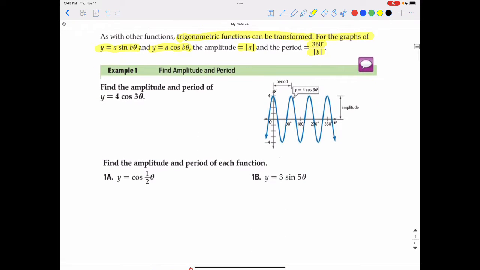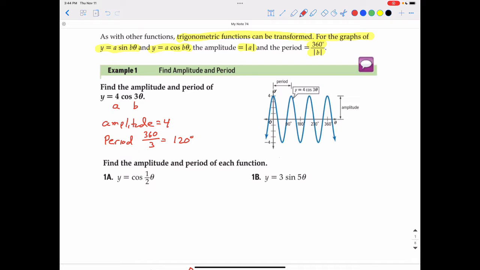So for example 1, we are to find the amplitude and the period of 4 cosine 3 theta. The amplitude is going to be the a value. So this is the a value, 4. So the amplitude is 4. And for the period, this is the b value, the 3. The period is going to be 360 degrees divided by that 3, or 120 degrees. So the pattern will repeat itself every 120 degrees.